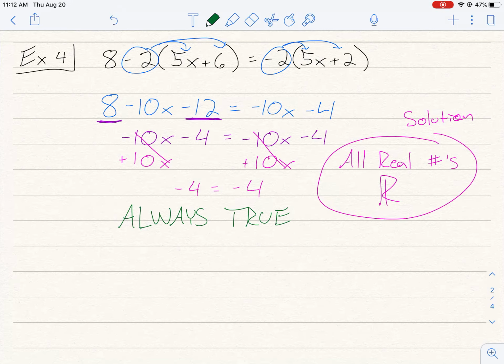Now, what I was mentioning earlier is that if you look here, we have the same thing on the right as we have on the left, right? Negative 10x minus 4 is equal to negative 10x minus 4. You could plug in 0, you could plug in 100 for x. It doesn't matter because it'll always come out to be negative 4 is equal to negative 4. So your statement is always going to be true.